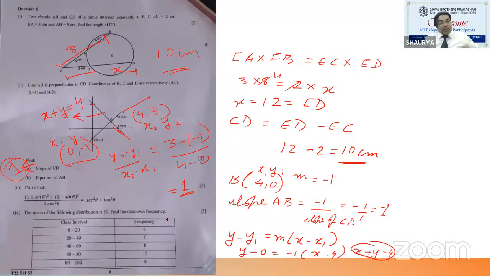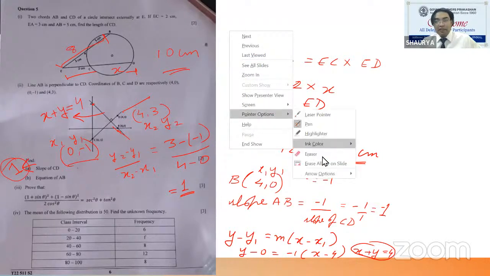Okay. So we're done with the second part of question 5, both finding the slope of CD as well as finding out the equation of line AB. We can turn ourselves to the third part. Again, it's a trigonometric identity. These are easy, I suppose. Keep on solving them.